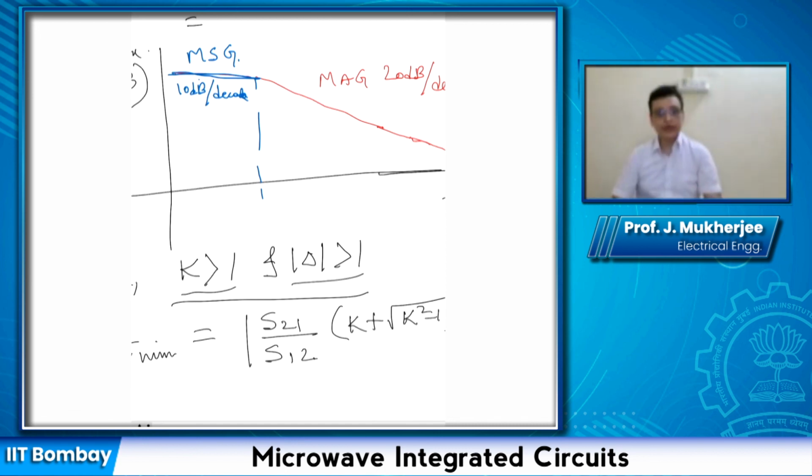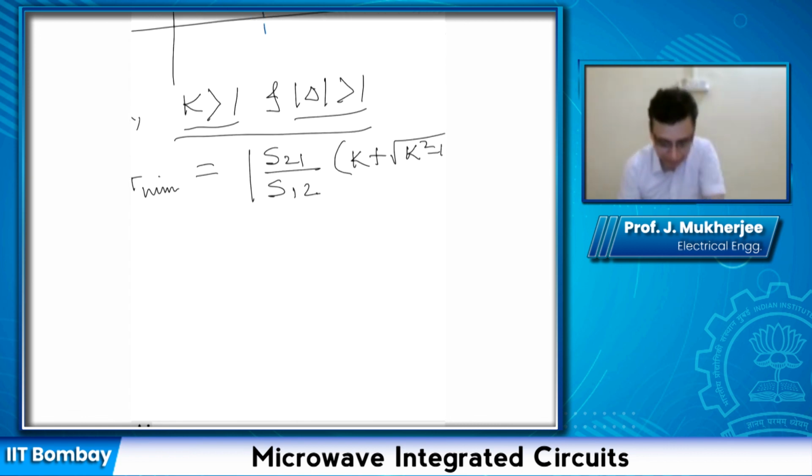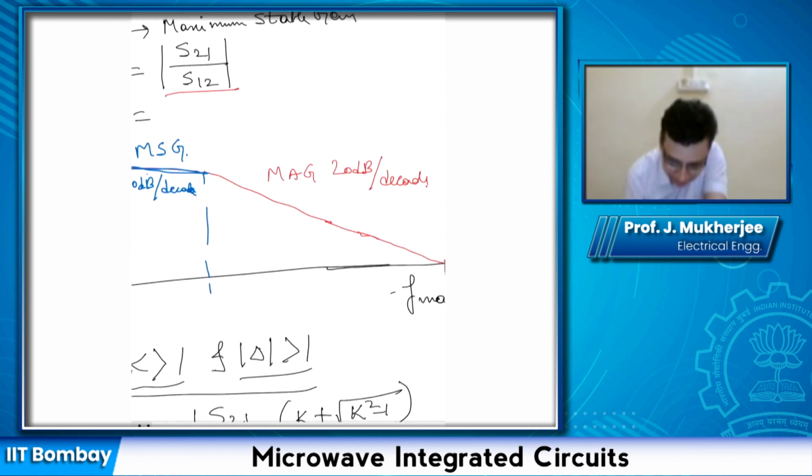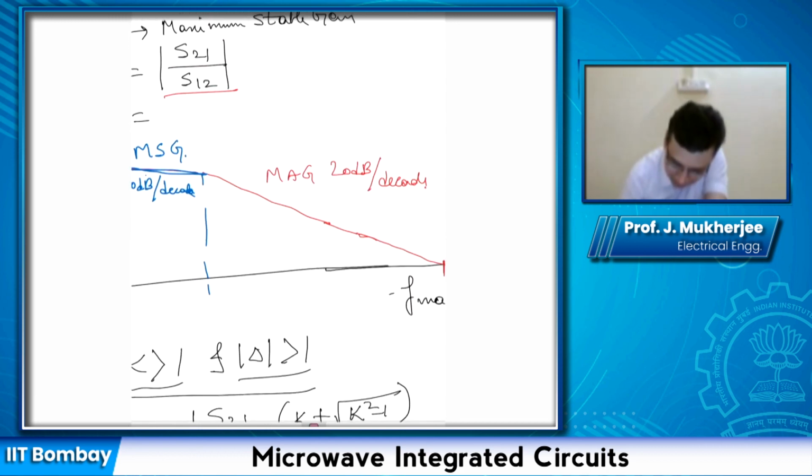Okay, so that was all about MAG. So what are some of the important parameters that we saw for any microwave transistor? One is MAG, MSG, Fmax. And the relation between all the parameters is given by this graph.